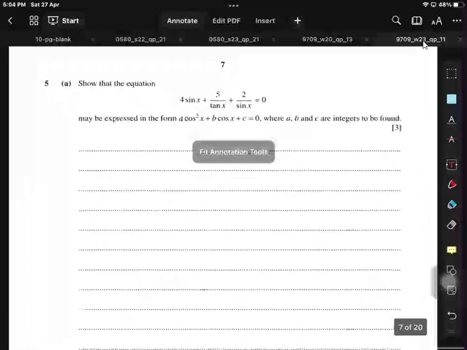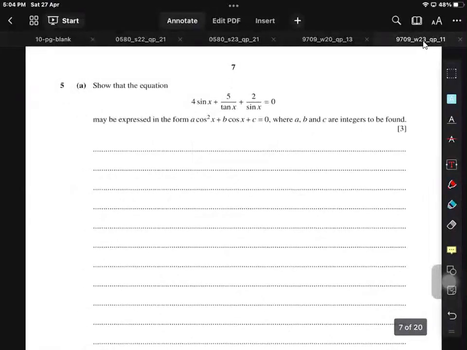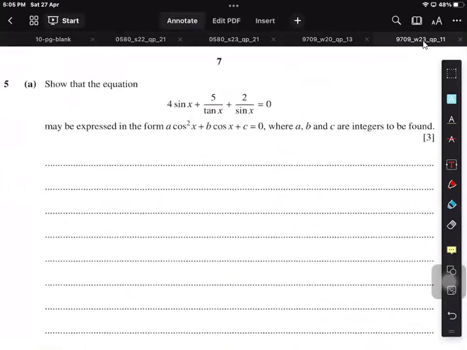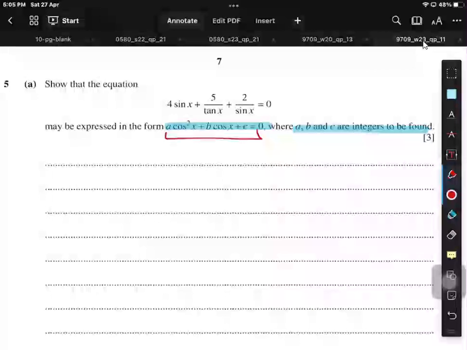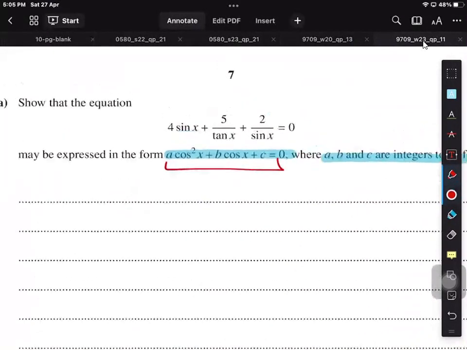Let's move towards question number 5. Show that this equation may be expressed as this, where a, b and c are integers to be found. Great. So we have to make this in terms of cos x. So let's see. Let's first make the denominators the same.